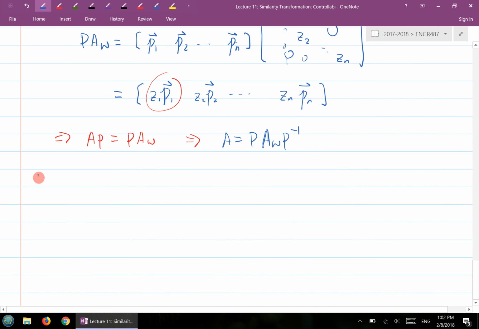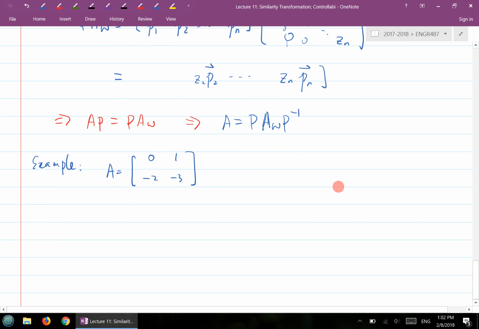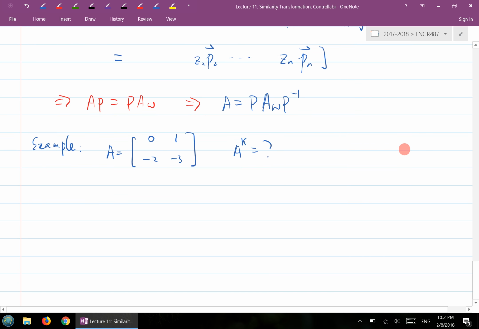So let's take a look at an example here. Here's a matrix A, and this example I believe is the same as what we did in the previous lecture. So if this is A here, and we want to ask what is A to the power of K, you can choose the formula from the previous lecture to calculate A to the power of K, right? But I'm going to choose the similarity transformation approach.